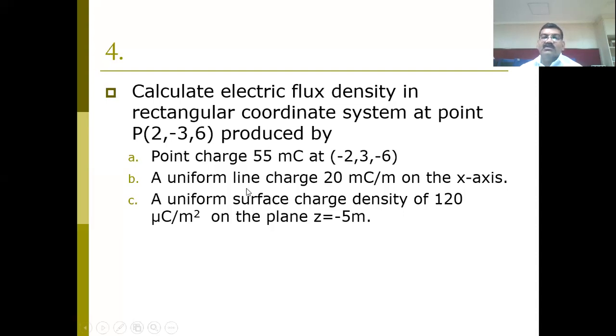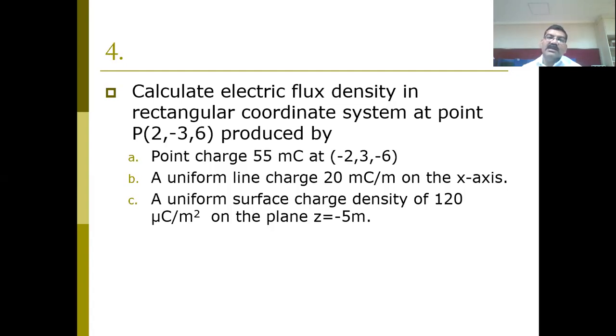Then this is the second part, B. A uniform line charge 20 microcoulomb per meter on the x-axis. So this is simple. Along the x-axis. Use the formula D equals rho L upon 2 pi R aR and find the answer. Find the unit vector. And a uniform surface charge density of 120 microcoulomb per meter square on the plane Z equals minus 5 meter. So again, this is simple.